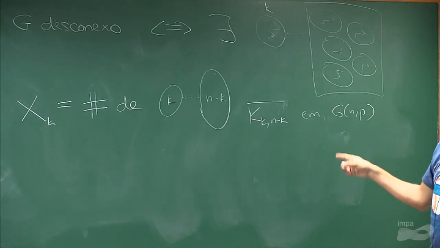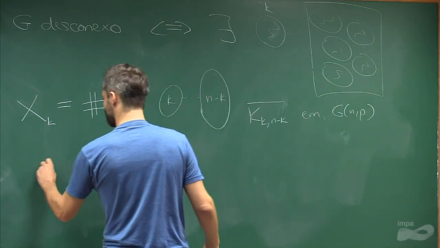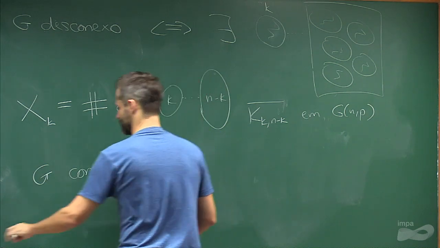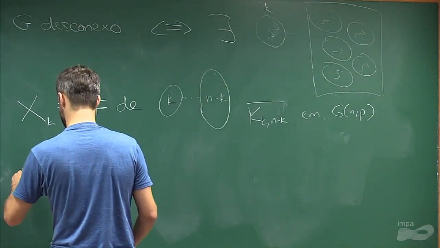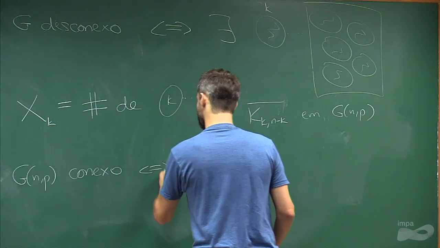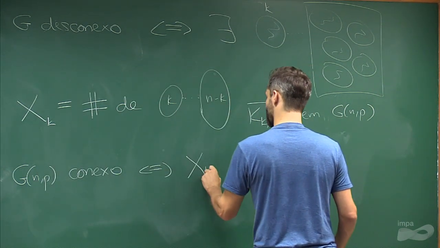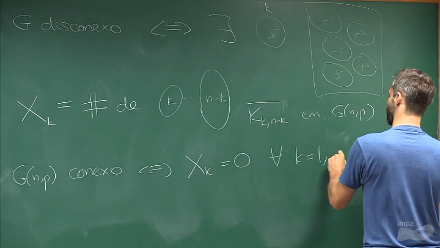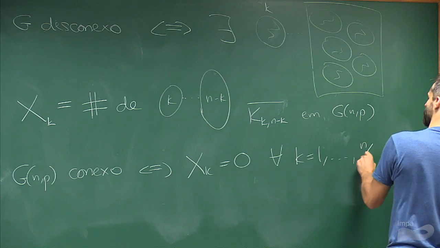Okay, we'll do this for each k. So G is connected, or G(n,p) is connected, if and only if xk equals 0 for all k equals 1 up to n over 2, I guess, right?